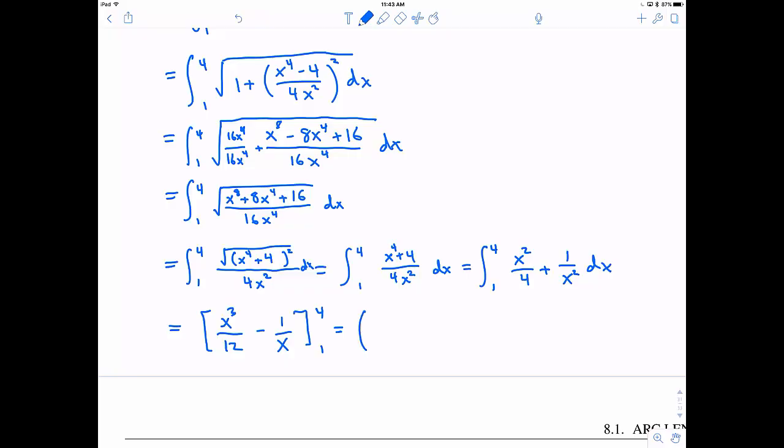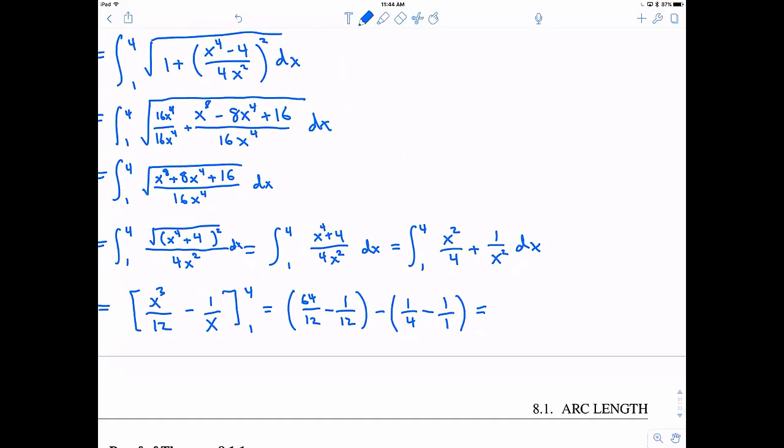Okay, so when I stick in 4 into x cubed, I would get 64 over 12. If I stuck in 1 into x cubed, I'd get 1 over 12. Minus, if I stuck 4 in, I'd get 1/4, and if I stuck 1 in, I'd get 1. So this looks like 63 twelfths, and then this is going to be minus negative 3/4. So let's multiply 3 on top and bottom. So this is going to be 72 twelfths. That's the same thing as 6. So that's a pretty nice answer right there.